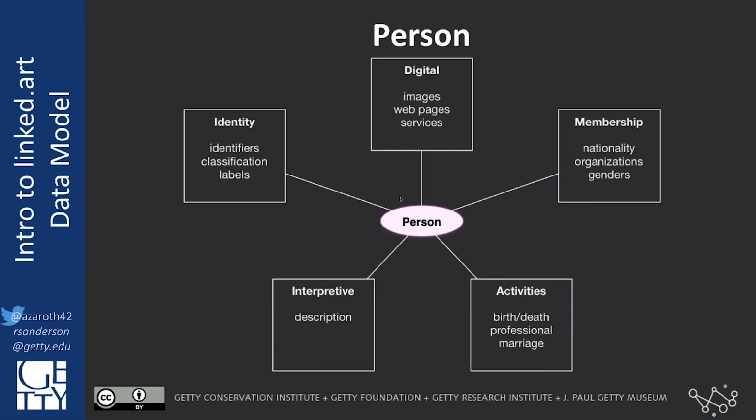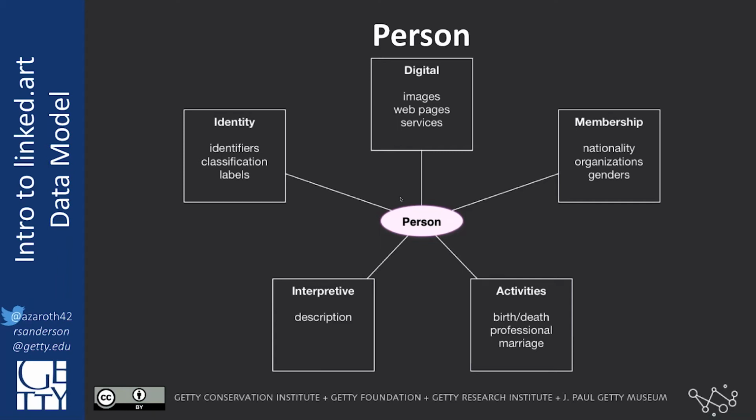Okay. So to go through those 3 classes just briefly. So for objects, we identified 5 areas of information. Identity is of course critical. We need to know the identifiers that are used, so session numbers and previous identifiers and so forth. Classification, so is it a painting or is it a sculpture? And labels, so what appellations, what titles, what labels have been used for that object.